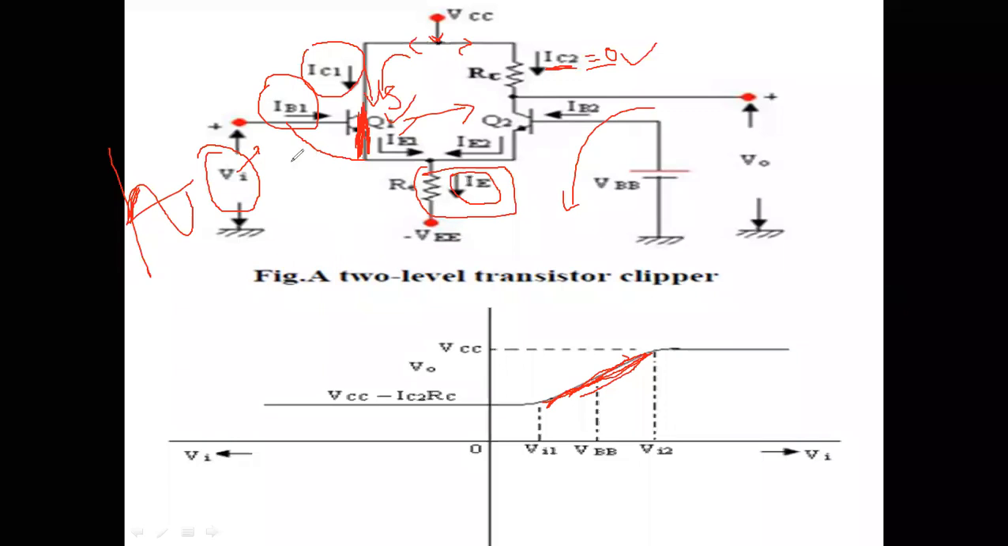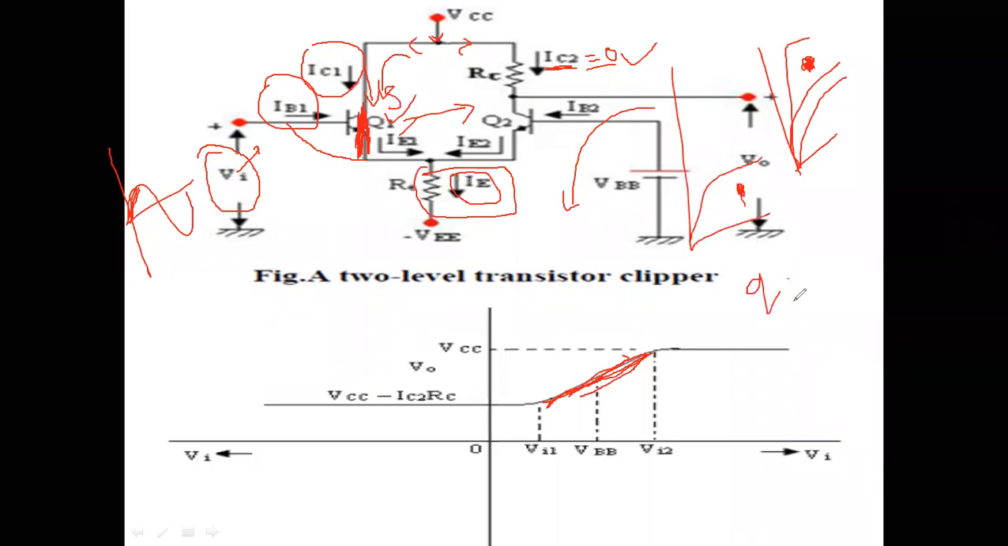From the starting, when Q1 is in cutoff, Q2 is in the active region. If you draw the transfer characteristics, Q2 may be operating here, and Q1 in the cutoff zone. This is the Q1 output characteristics, and this is Q2. Q1 is in cutoff zone, Q2 is in the active zone.